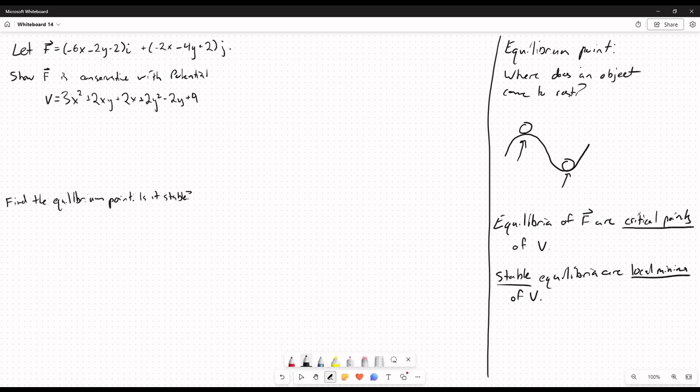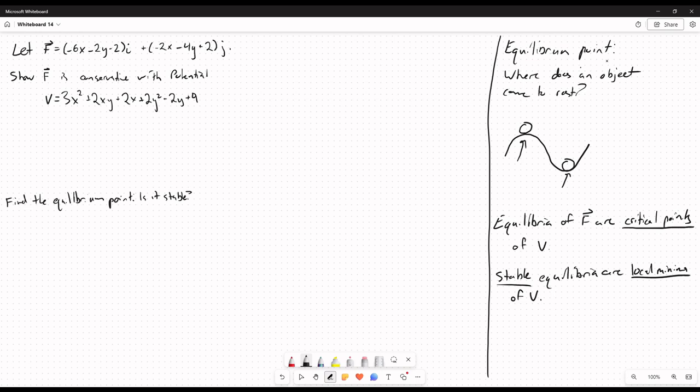In this video, we're going to look at equilibria of a force function and talk about stable and unstable equilibria. So first of all, what do we even mean when we say an equilibrium? Well, an equilibrium point is where an object comes to rest, essentially. That's kind of an oversimplification, but it's good enough for us. It's basically where there's no forces acting on the object at that point.